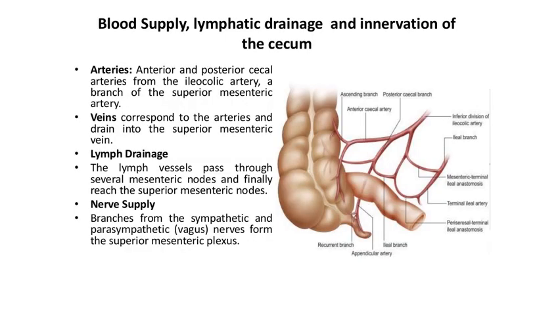Blood supply, lymphatic drainage, and innervation of the cecum. Blood supply of the cecum بيبقى جاي من الإليوكوليك artery وده branch من superior mesenteric artery. The veins correspond to the arteries which drain into the superior mesenteric vein. Lymphatics pass through several mesenteric lymph nodes and finally reach superior mesenteric nodes.